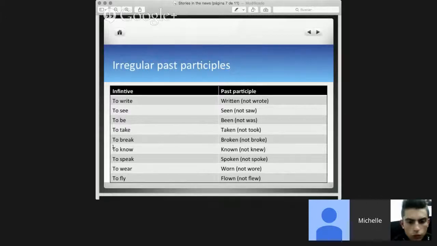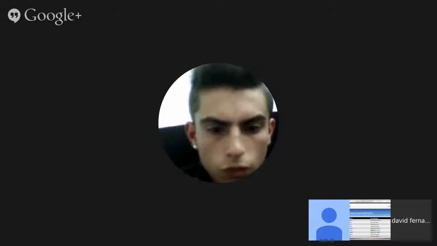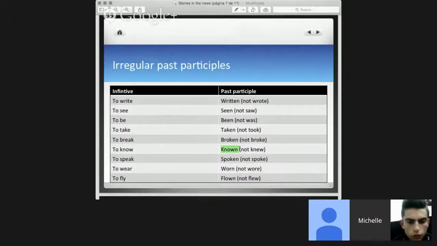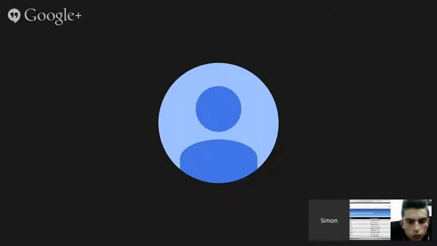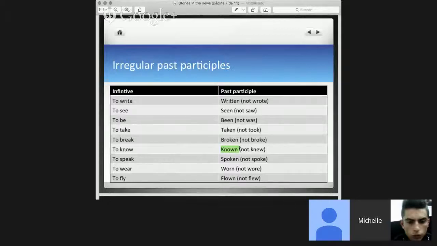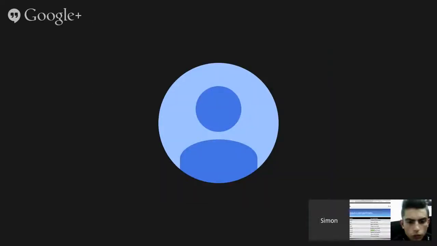So how about to know? What's the past participle for to know? Could you read it out loud? Known. Good. Can you think of an example with the passive voice and the past participle known? He's known for being a good person.